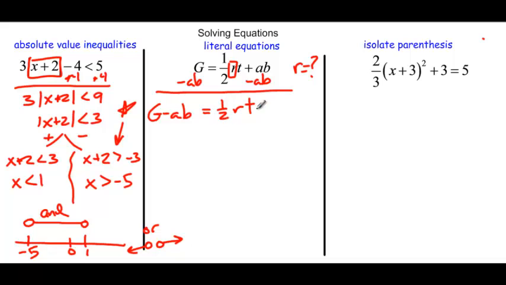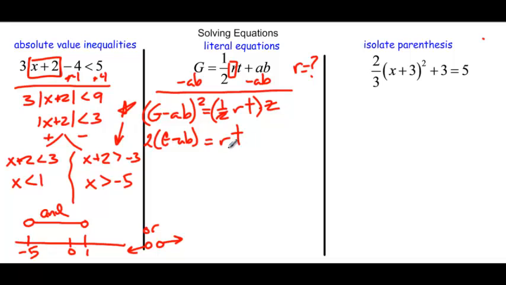Now the next thing I'm going to do is multiply both sides by 2. And again, do it with parentheses because we have to get rid of everything. So notice the 2's cancel. And we have r on this side. And we're going to have simply 2, and I'm going to leave it in parentheses, g minus ab.